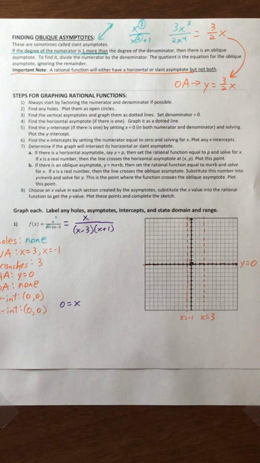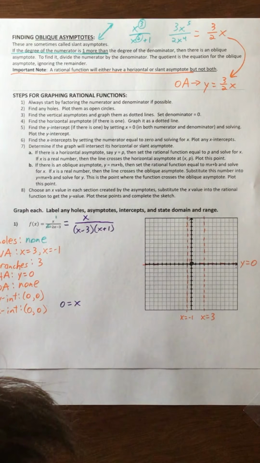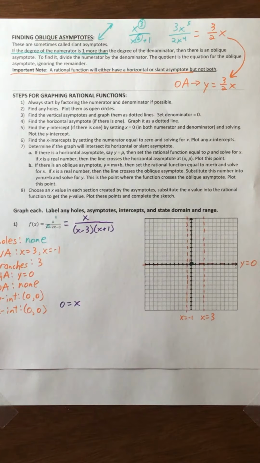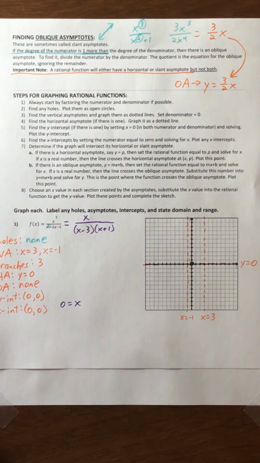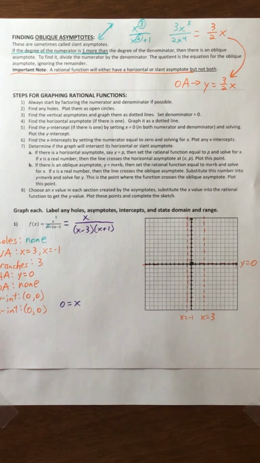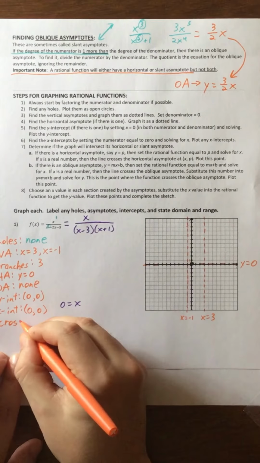And now the next step is a little weird, okay? It says we have to determine if the graph will intersect its horizontal or slant. Think back to yesterday. You wrote down for horizontal asymptotes that you can cross them, but you can't cross verticals. So we have to check, do we cross our horizontal asymptote?